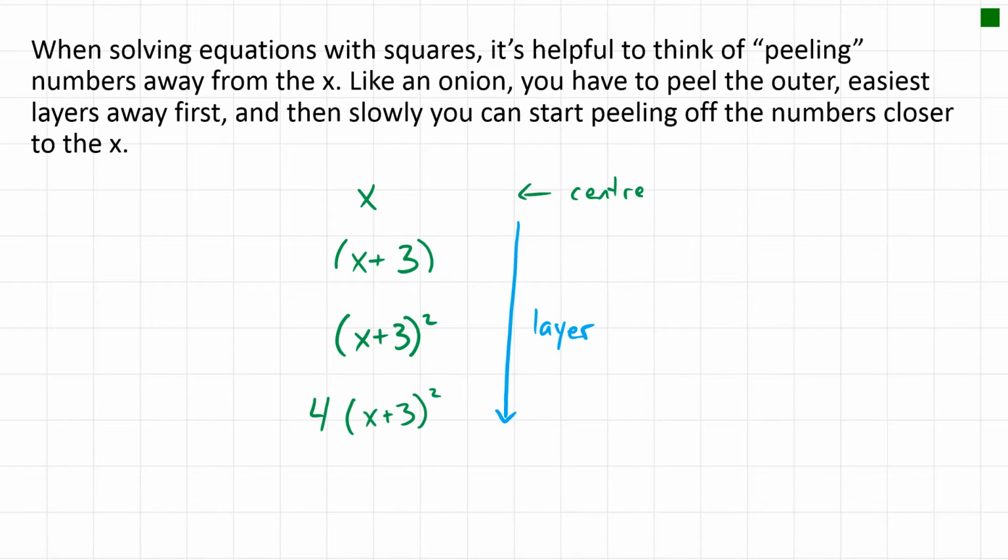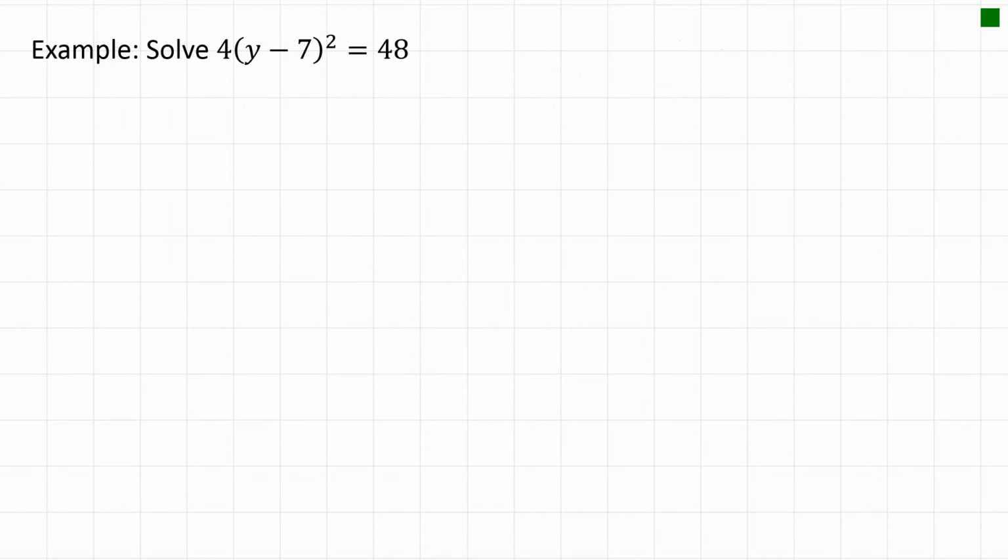When we go to solve these equations, we need to basically work our way backwards and start by removing the outer layers. So in this case, we would start by removing the 4, and then we would work our way towards the x. So we're going to look at an example.